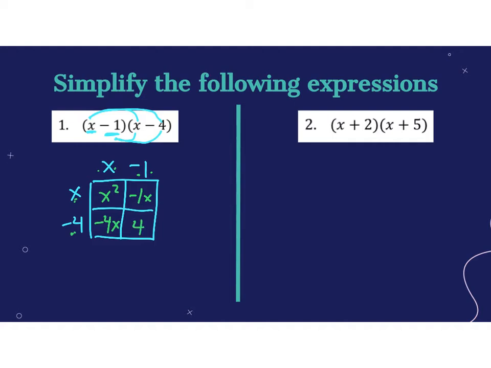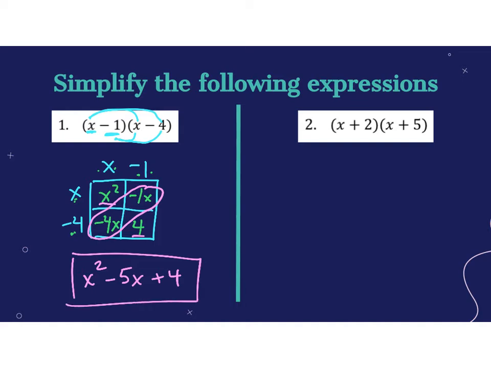So then within that box, I want to look for like terms that I have. I see an x squared. Then I see two x terms. These terms right here are like terms. So those two I'm going to combine together. And then I have the constant of 4. So when I write out my expression, my x squared comes first because it's the largest exponent. Then negative 4 and negative 1 is negative 5x. And at the end, I have the constant of positive 4. And that is my simplified expression.